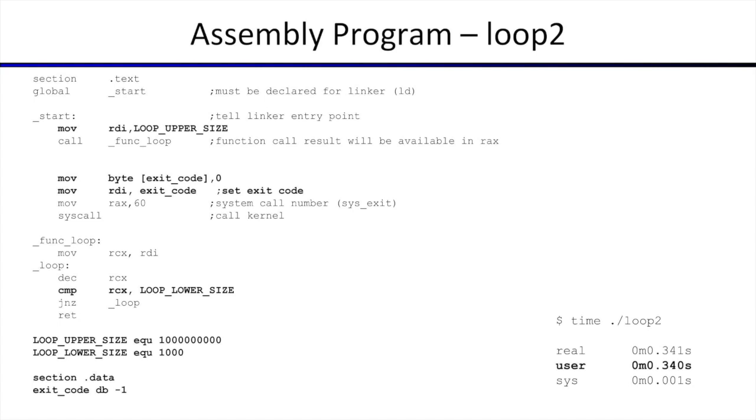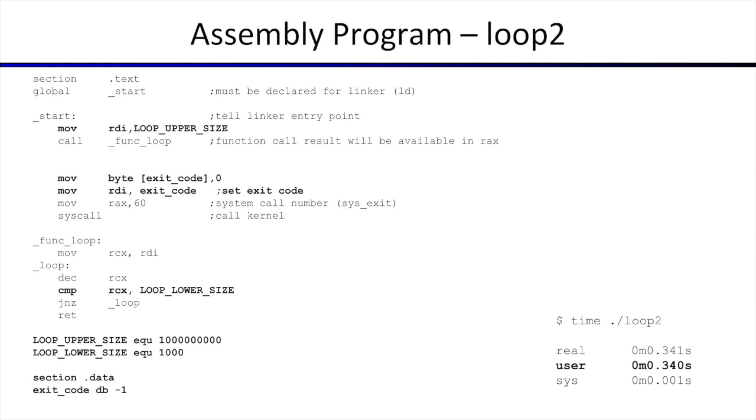I also used a variable to define the exit code. Now, the syscall that we have here, the two statements before that, we set RAX register and the RDI register.